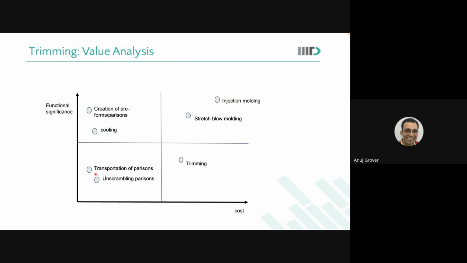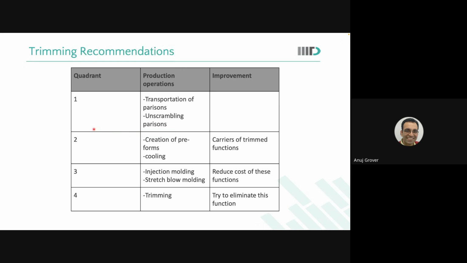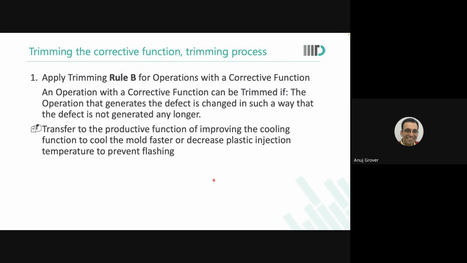So they are here. And now we have to look at which function is causing the problem. The problem causing function was cooling. What do we do about it? So we have all these functions put in the various quadrants, and now we apply the trimming rule B for operations with a corrective function. So what is rule B? An operation with a corrective function can be trimmed if the operation that generates the defect is changed in such a way that the defect is not generated any longer.